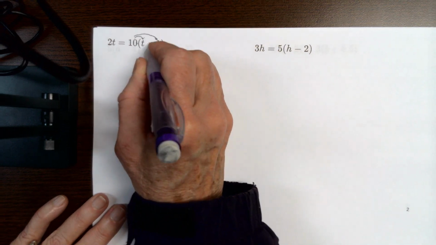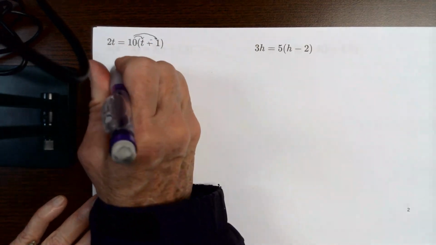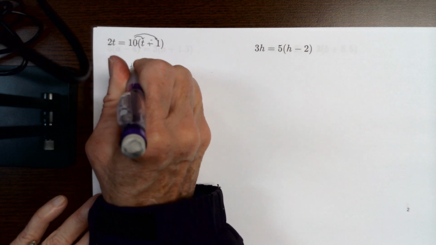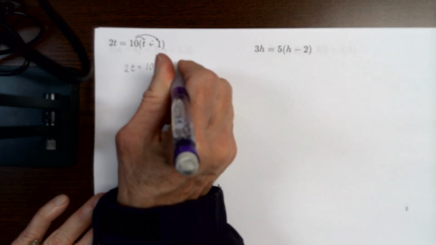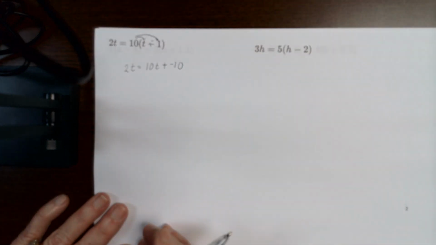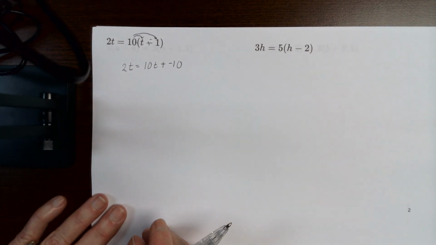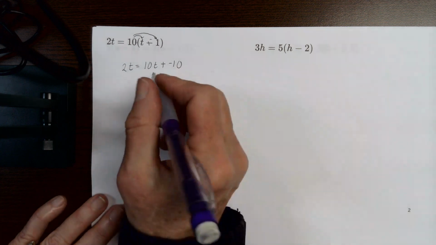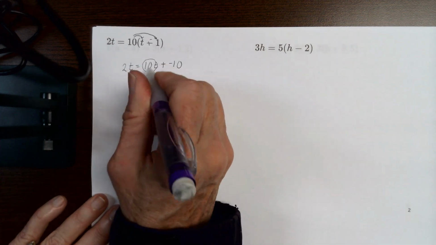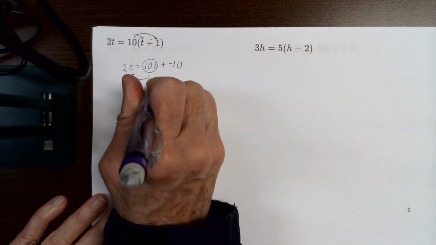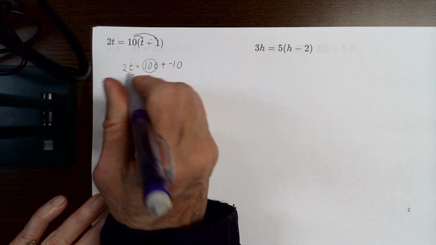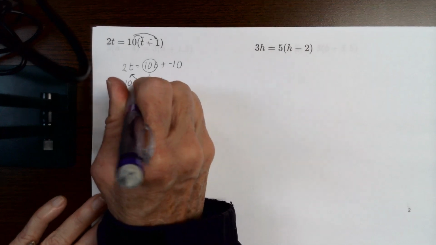I'm going to go ahead and add the opposite of the second number. So I have 2t is equal to 10t plus a negative 10. Now these problems are like you did in the last section. The only thing that we've added is the distributive property. I want to take this 10t and group it back up with this 2t. So I'm going to add a negative 10t to both sides.